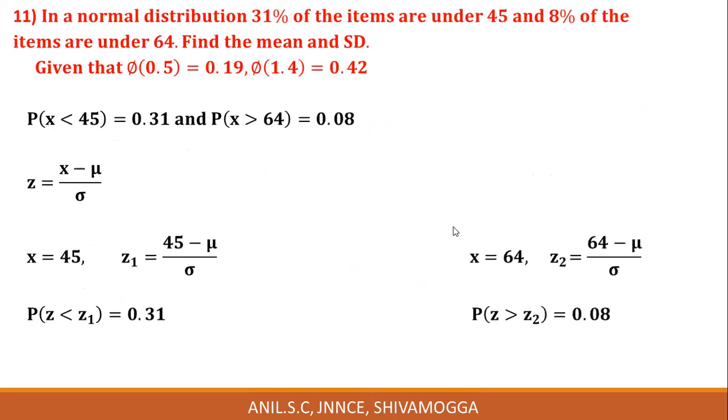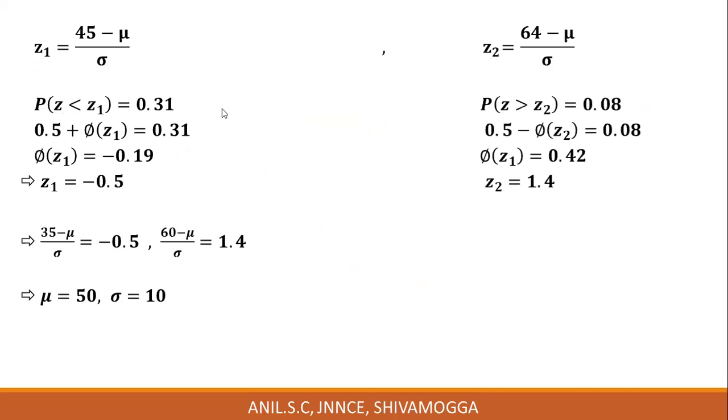From the last statement of the problem, if the probability is equal to 0.19, then the corresponding Z will be 0.5. Therefore, Z1 is equal to 0.5 and it is negative. Therefore, minus 0.5. We carry this negative sign here. Z1 is equal to minus 0.5.